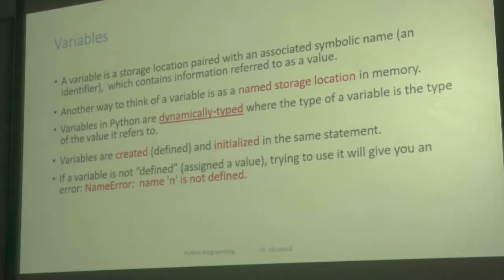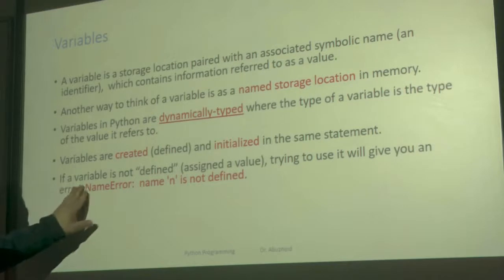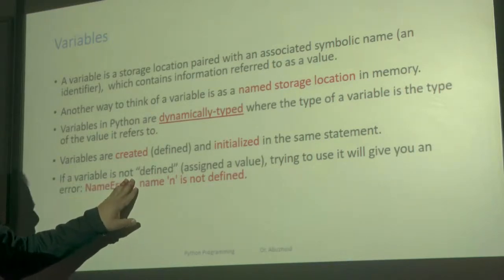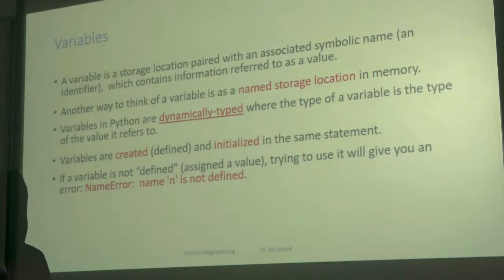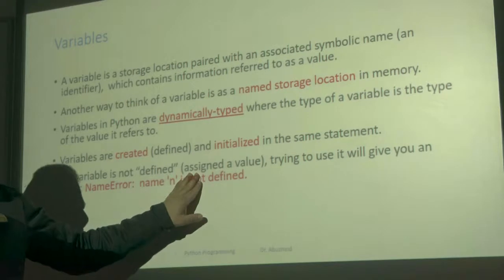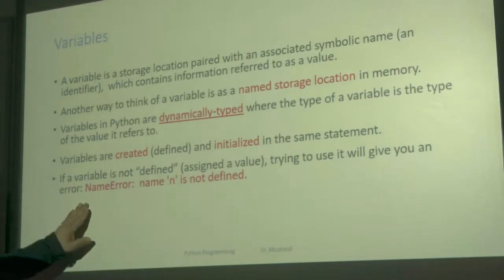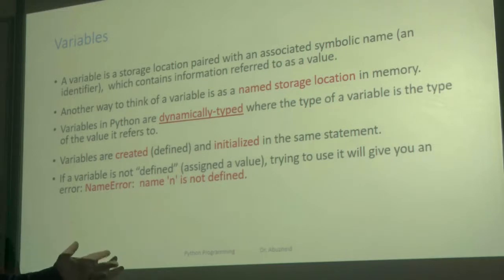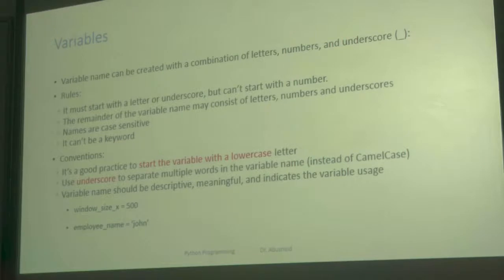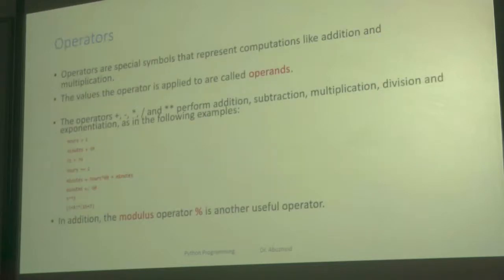We spoke about variables. A variable is a storage location. I don't have to go over that. What does it mean to define a variable? It means to assign a value. You define a variable when you assign a value to it. If it's not defined, trying to use it will give you what? A name error, because it's not defined. So before we use any variable, we have to define it, which means we have to assign a value to it. Anything important here? You can take a look at it yourself.